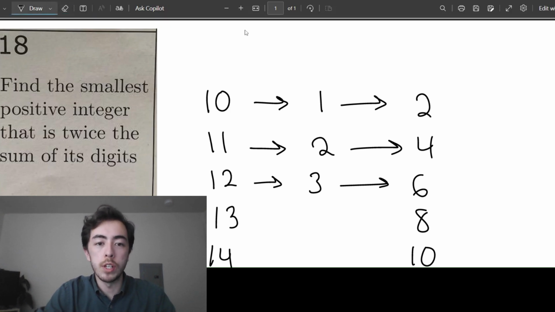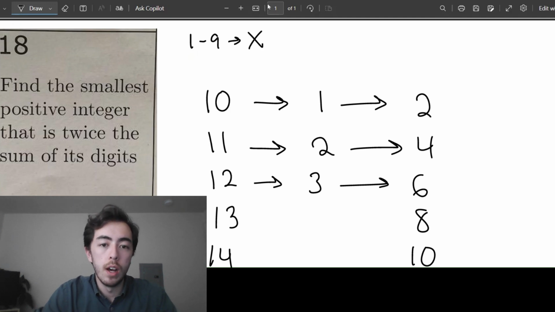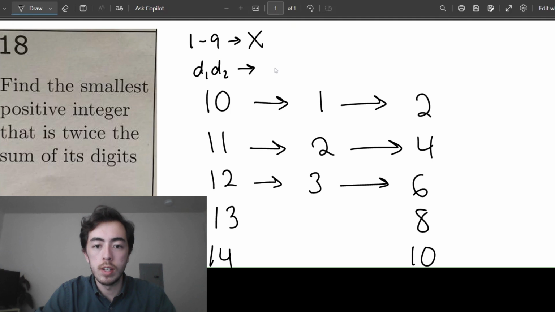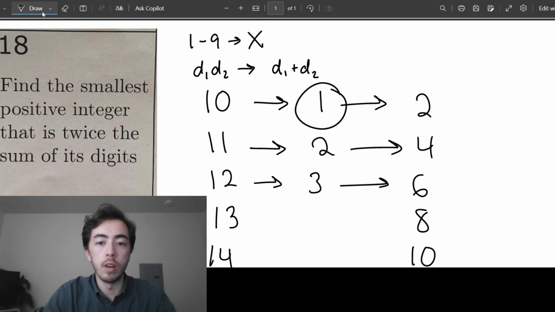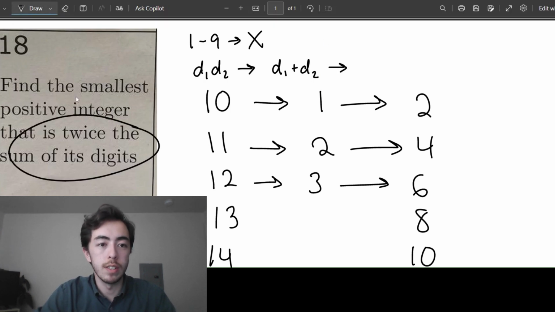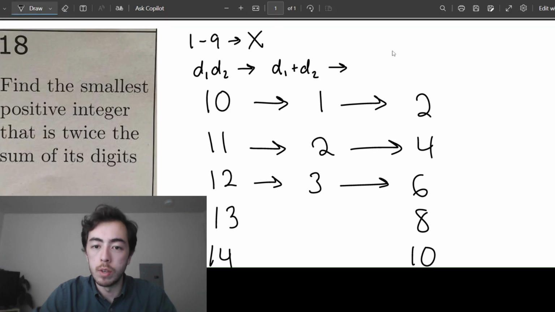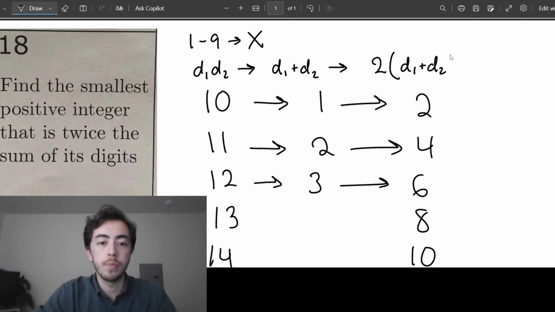Assuming that we already checked these one-digit numbers and we know that this is not going to work, once we pick a two-digit number, let's just call it D1, D2. What we were doing here was summing the digits together, so this number right here would be D1 plus D2. And then finally we doubled it because it's twice the sum of our digits. So we got 2 times (D1 plus D2).